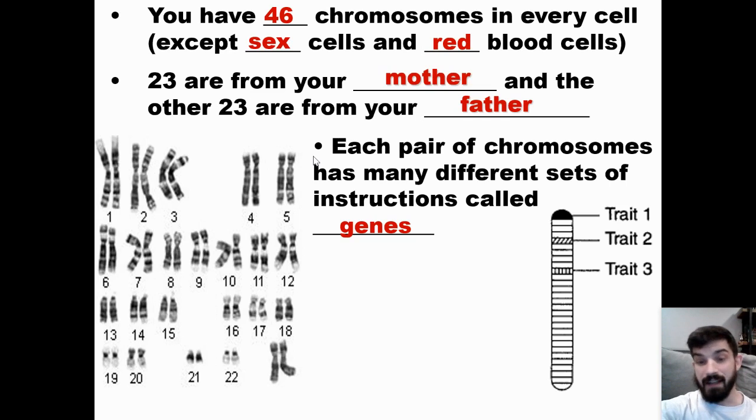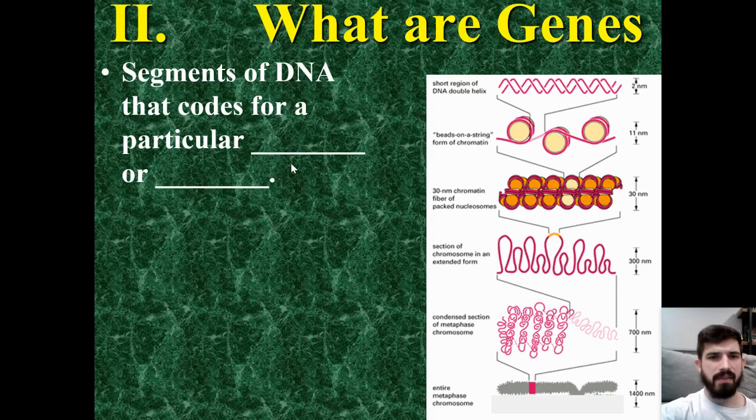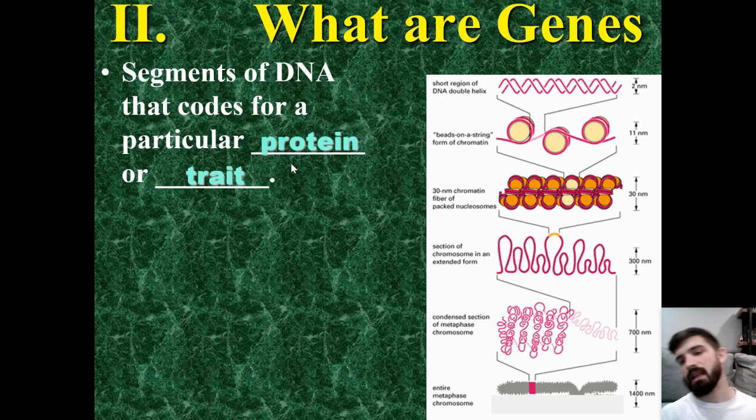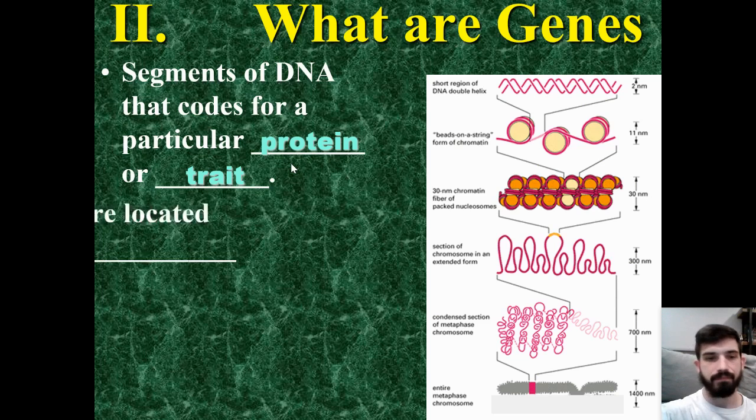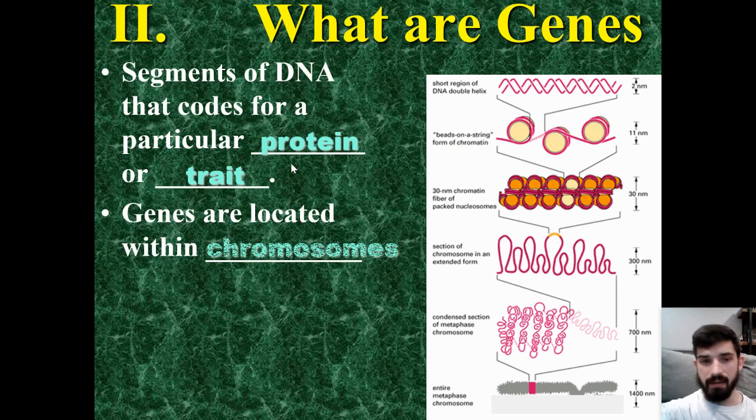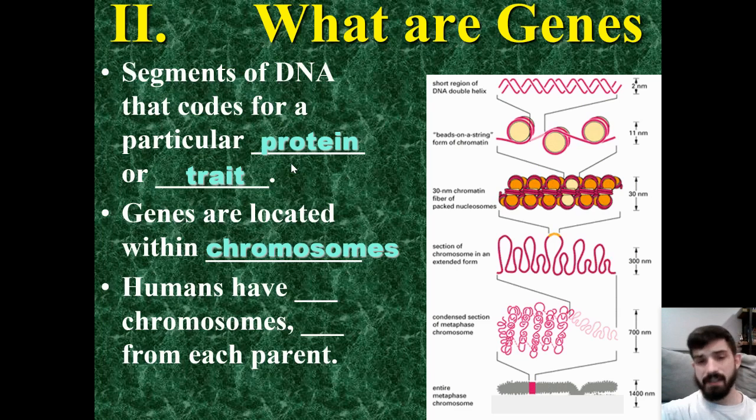So another fun fact about genes. What are your genes? So they are segments of DNA that code for a particular protein or trait, right? Remember, these are the instructions not only for your traits, what you look like, but also to make all of the different proteins that you need in your body. Enzymes, structural proteins for your muscles, to build muscle cells. And these are all located in chromosomes, all of these genes. Humans have 46 chromosomes, 23 from each parent.